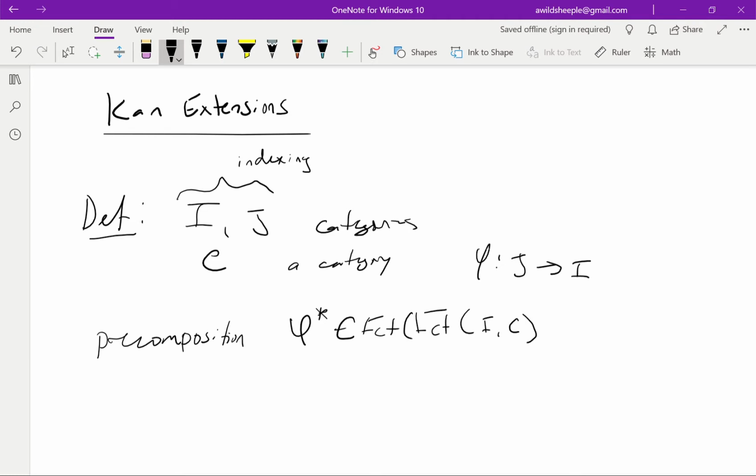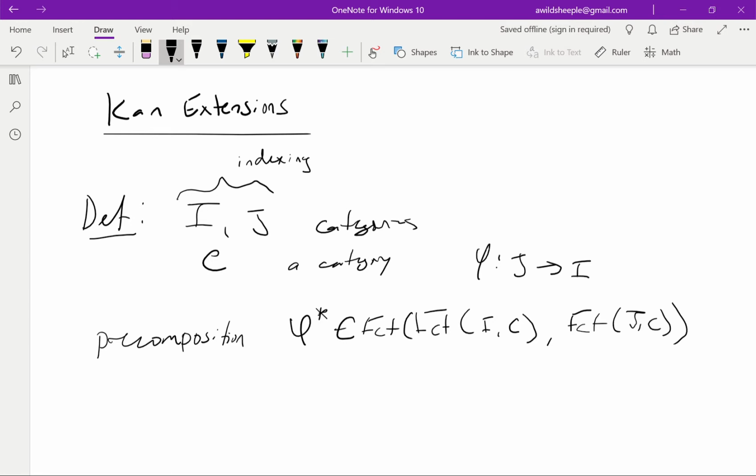It takes functors in the functor category from I to C, and spits out functors in the functor category from J to C. And the idea is, of course, if I have something from I to C, then I can get something from J to C by just first applying phi and then doing whatever that functor was.